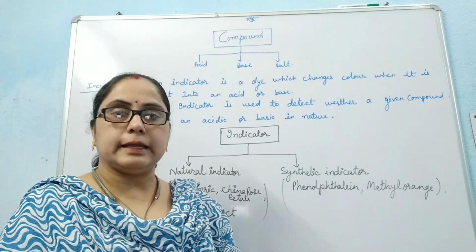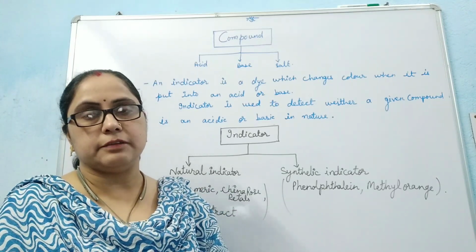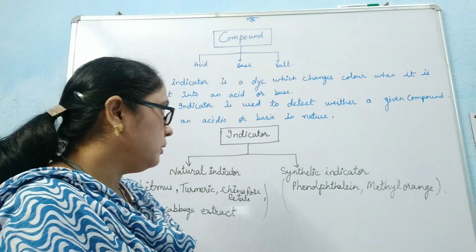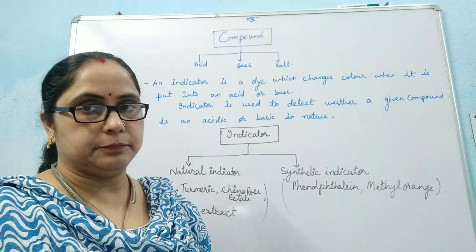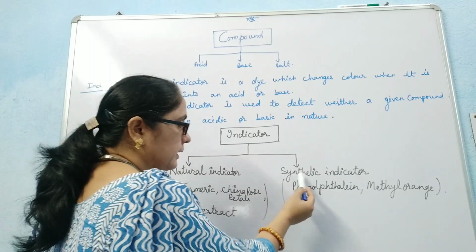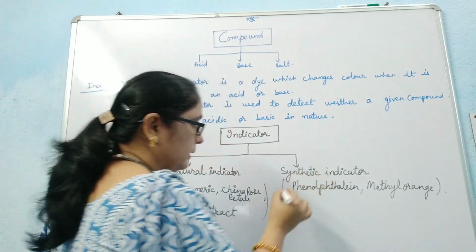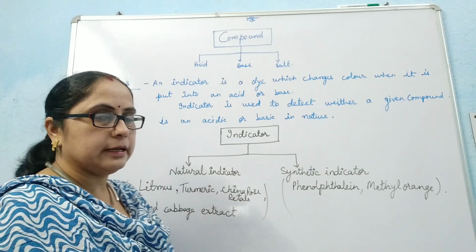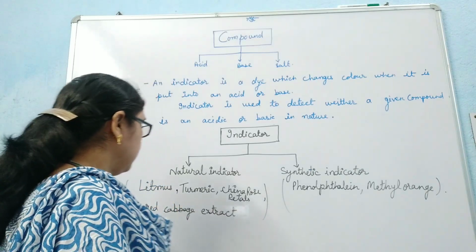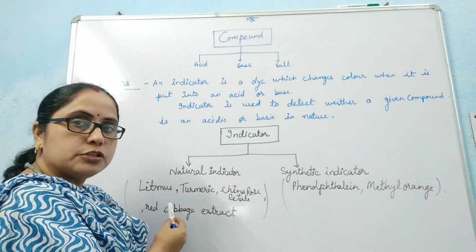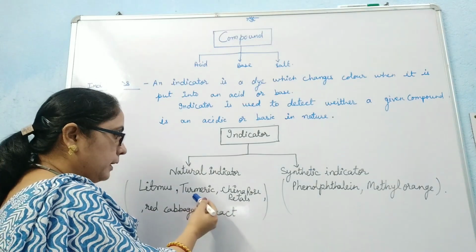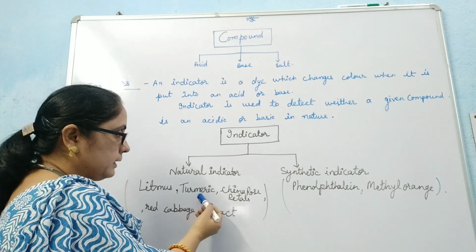When we put the indicators in an acidic solution, they give different colors in different acids and in different bases. So indicators are of two types. One is natural indicator and second is synthetic indicator. Natural indicators, as is clear from the name, we get from nature. For example, litmus in the form of solution or paper, which we get from the lichen plant, and turmeric, this is also a natural indicator.